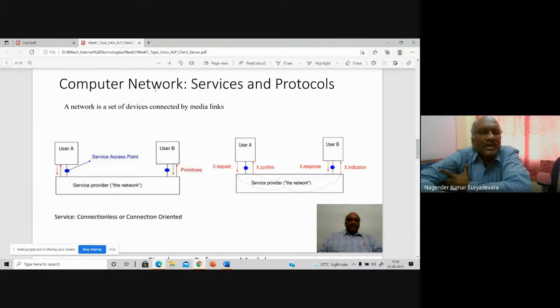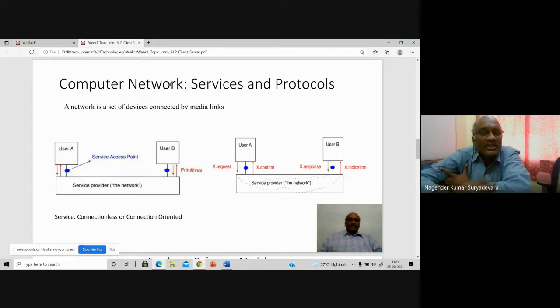A computer network is an interconnection of autonomous computers. When you say computer network, you're connecting two or more computers to share or exchange some data. Obviously, a network is a set of devices connected by media links. And sometimes the processes running on these computers may have connections to be established, or it can be connectionless. There are two types of services.